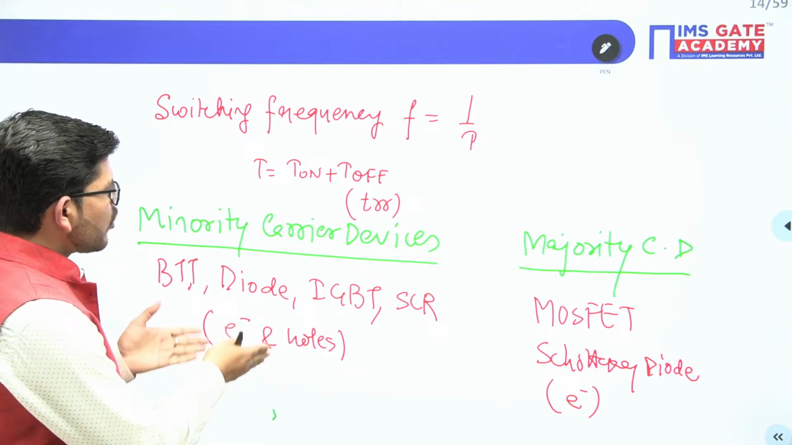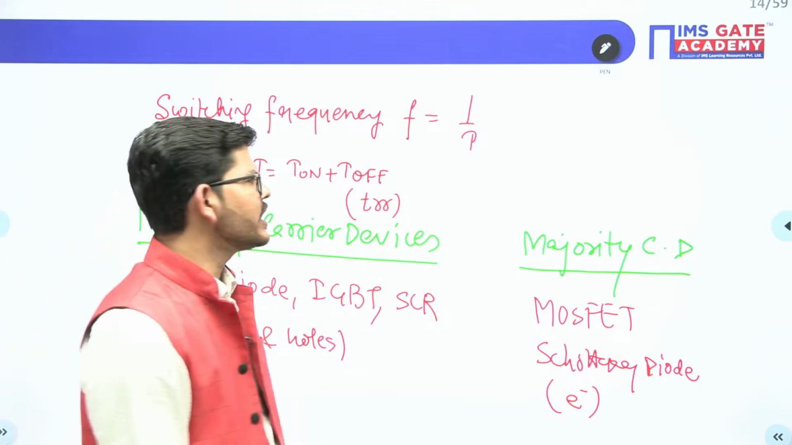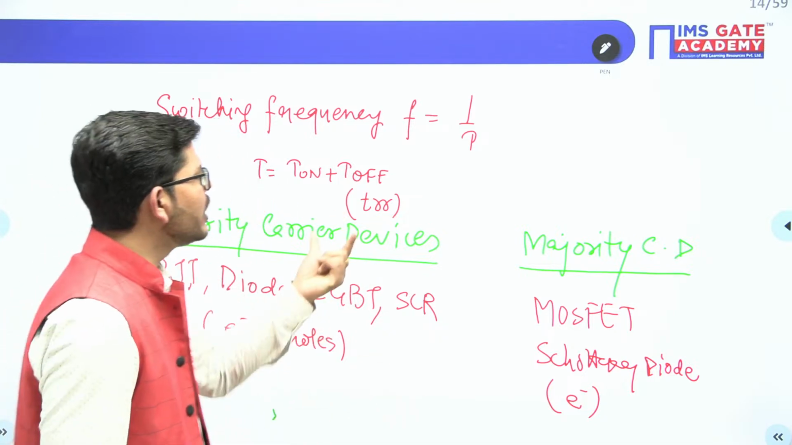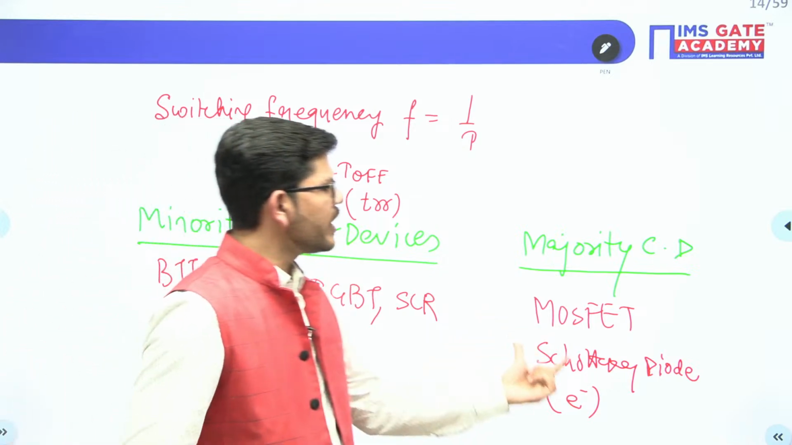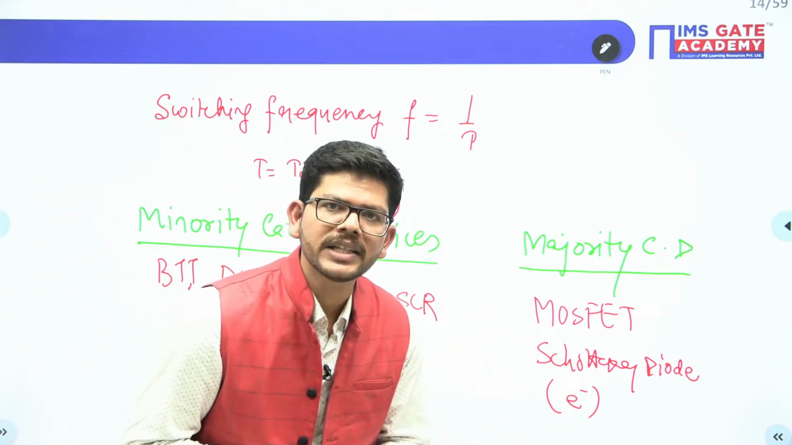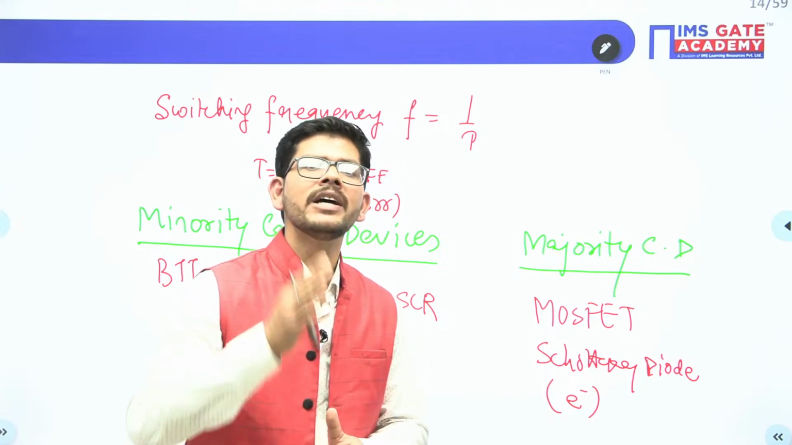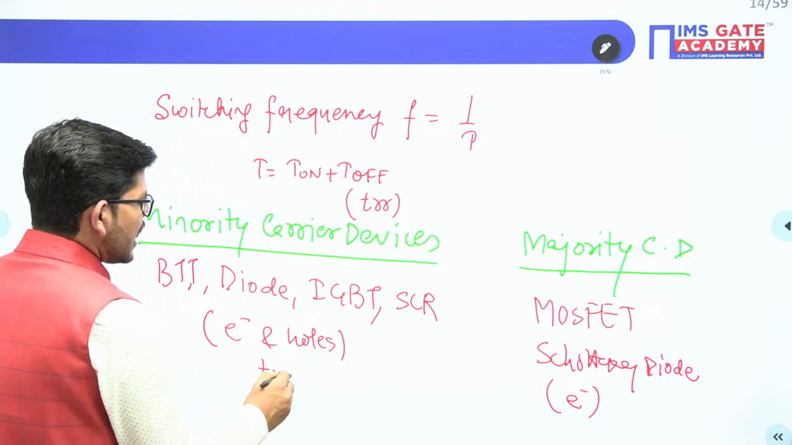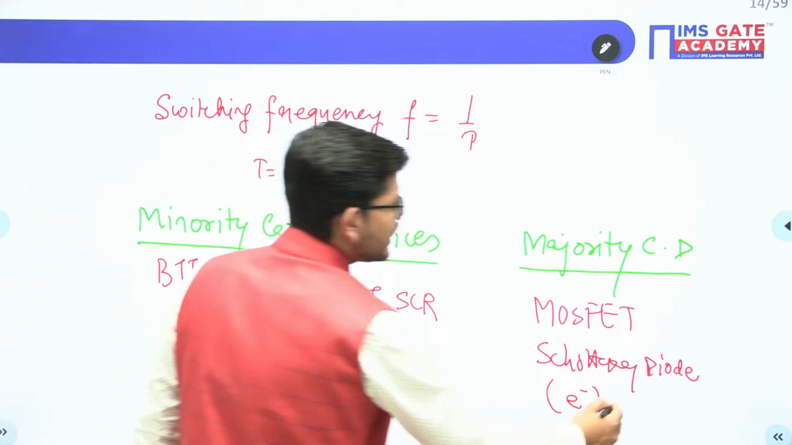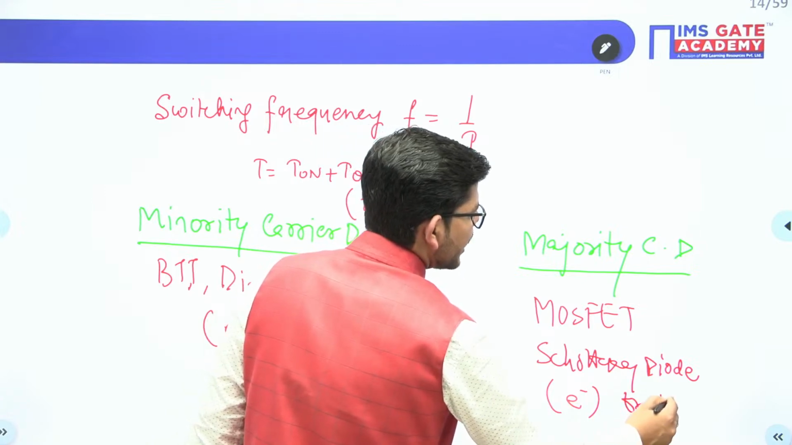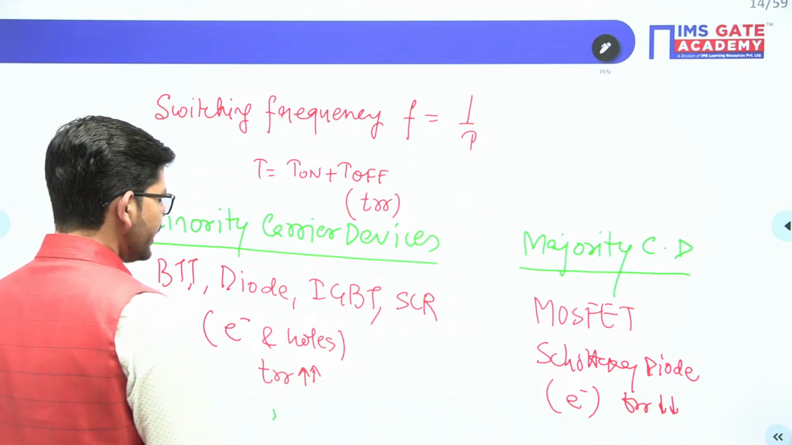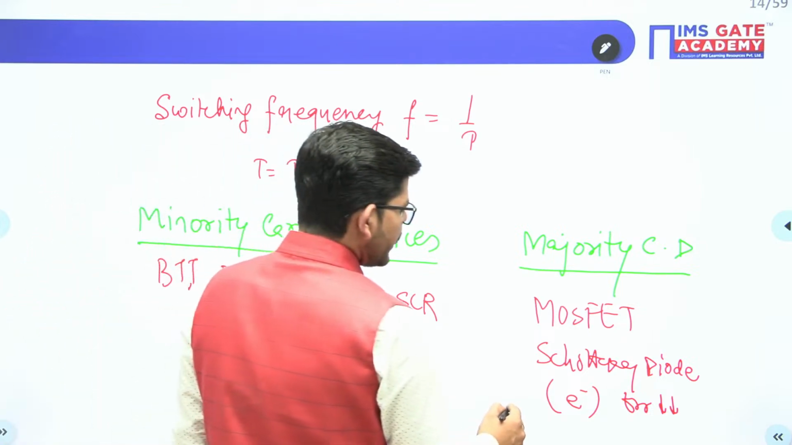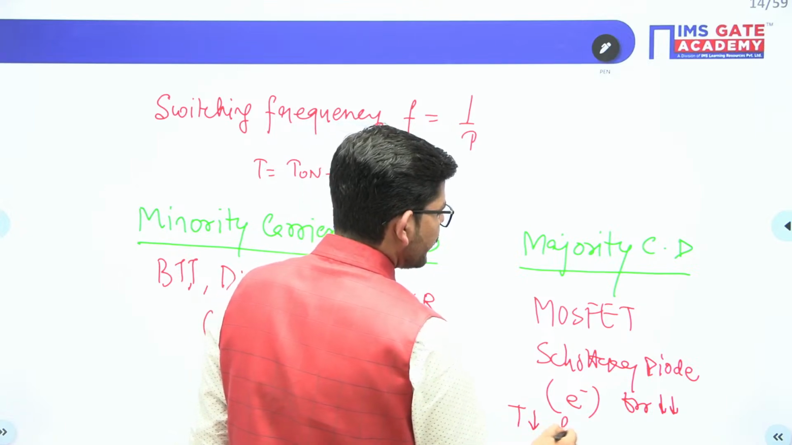So if electrons and holes both are participating in the conduction, the reverse recovery time, meaning when the device goes from on to off state, will be more. But when it comes to a majority carrier device, where only one type of charge carrier participates, we normally have a low reverse recovery time. So TRR is more in one case, but here TRR is very less. Ultimately the T will be more in one and F will be less, while here T will be less and F will be more.